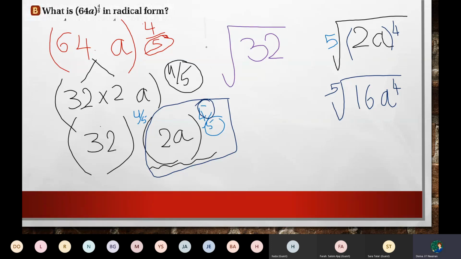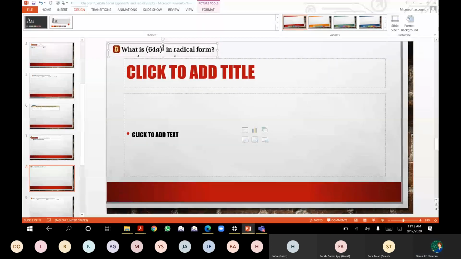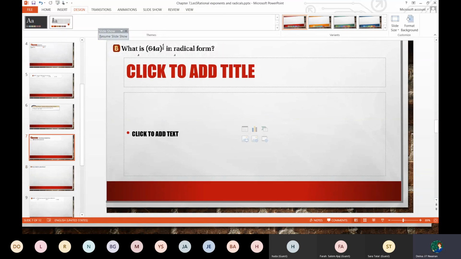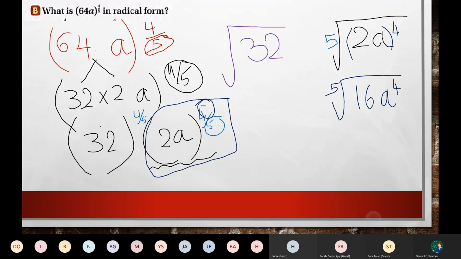32. Then the numbers, which is what here? 5. I write it up and 4 down.